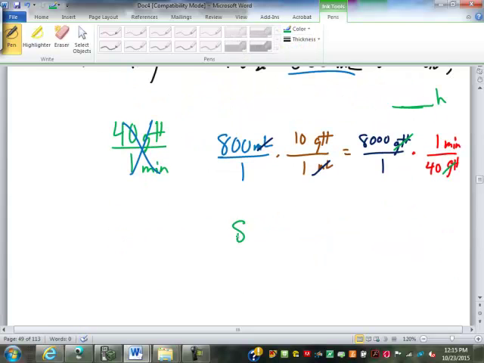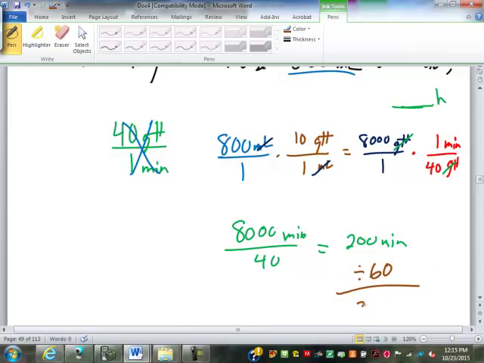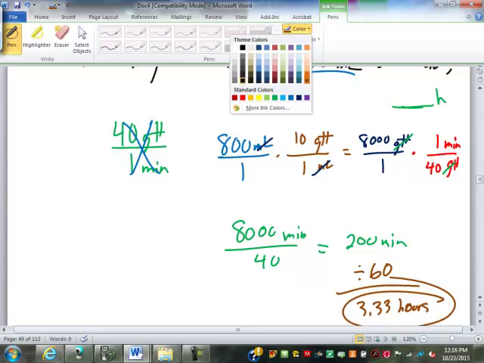That's going to be 8,000 minutes over 40, which is what, 200 minutes? And then I just have to convert that into hours. I'm going to divide by 60, which will give us 3.33 hours. I know I got lazy on that last step. I didn't use the conversion factor to go from minutes to hours. But I'm assuming you guys have done that one a couple of times.